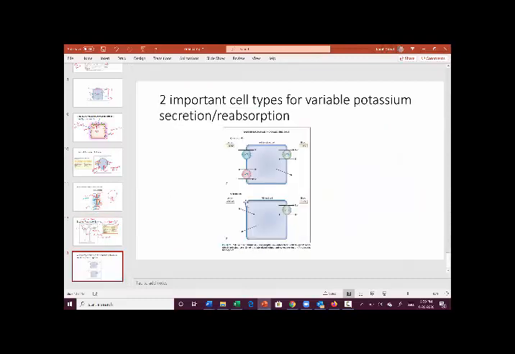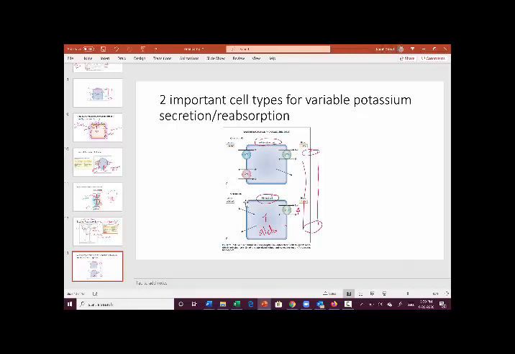And here are those two cells. Up at the top, we see the alpha intercalated cell, and down at the bottom, we have the principal cell. The principal cell and the alpha intercalated cell on the basolateral membrane both have the sodium-potassium ATPase. Remember, this faces the blood, so I'm drawing my blood vessel. The principal cell responds to aldosterone, which is a steroid, which means it can cross the cell membrane. Its receptor is inside. Aldosterone increases the number and activity of sodium-potassium ATPases.